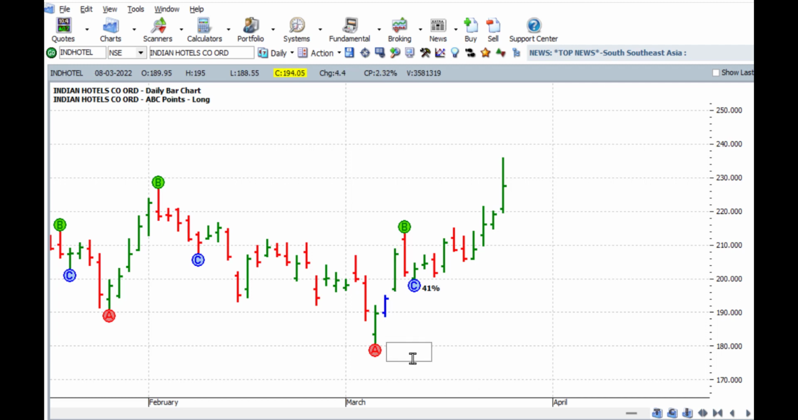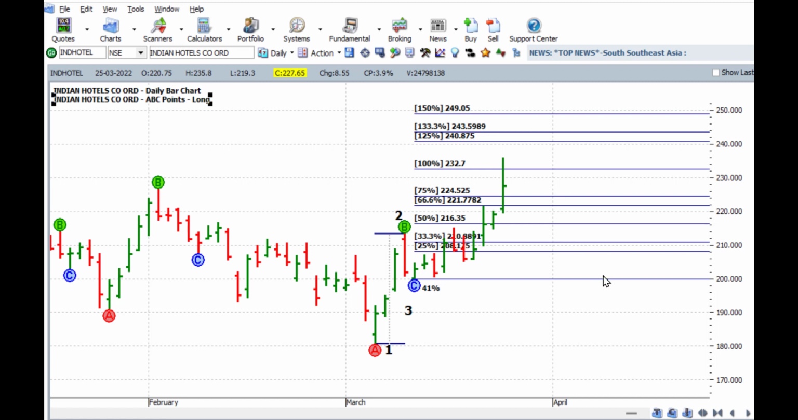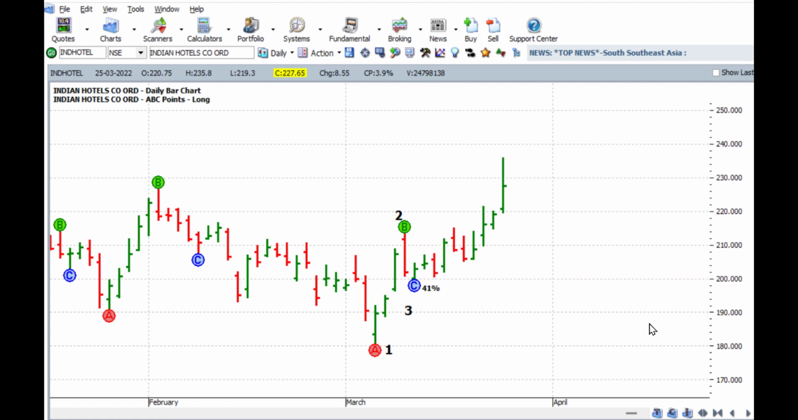So this is point 1, this is point 2, and this is point 3. This is on 11th of March, and you can see the dates. I'll also draw the ABC pressure points and take it according to that. Let's go back. I'll be using the step-by-step method for this, so let me go back to the day how this happened.